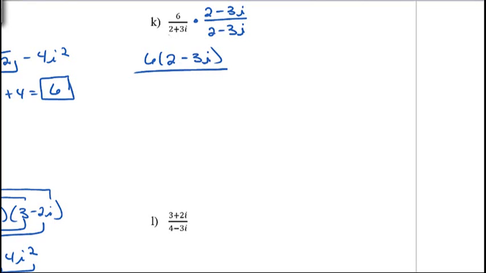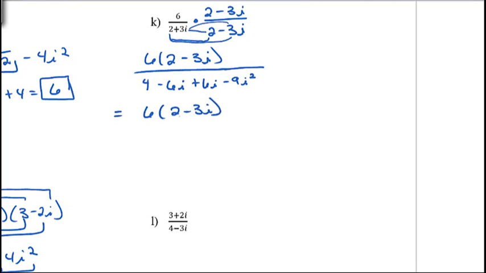And so to get our denominator, we're going to need to do FOIL. 2 times 2 gives you 4, and 2 times negative 3i gives you negative 6i, and positive 3i times 2 gives you plus 6i, and then 3i times negative 3i is negative 9i squared. So we have 6 times the quantity 2 minus 3i on the top, and on the bottom, the middle two terms cancel out and give you 0, and remember, i squared is equal to negative 1, so this is really a plus 9 here. So we have 4 plus 9, which is 13.